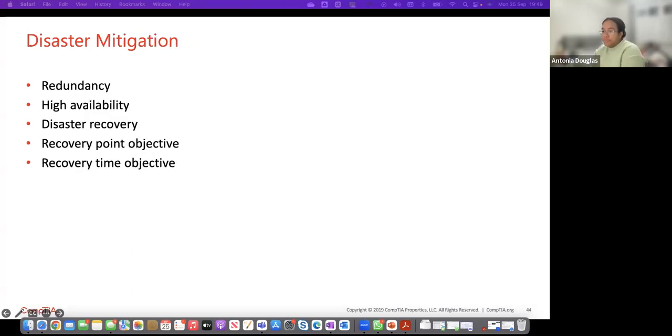Disaster mitigations. Again, I can't remember if we've covered this in a previous session, but we'll look into detail now on these. Redundancy, high availability, disaster recovery, point in time objective. What requirements does an organization have for these?